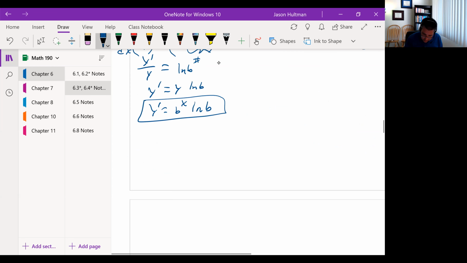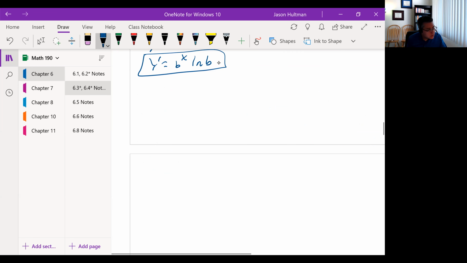Okay, let's do a problem with this. Number 1. d dx of 10 to the x squared. We've got powers on powers, baby. We've got powers of powers.